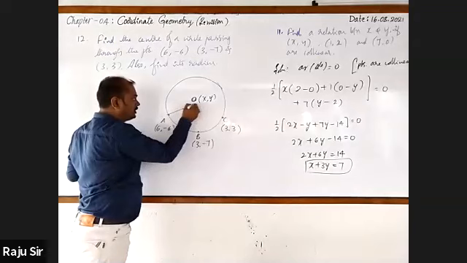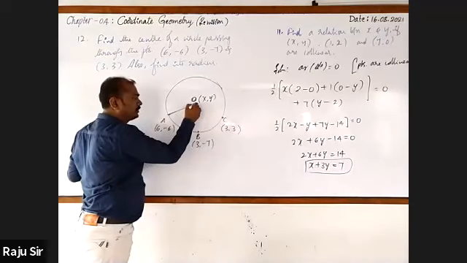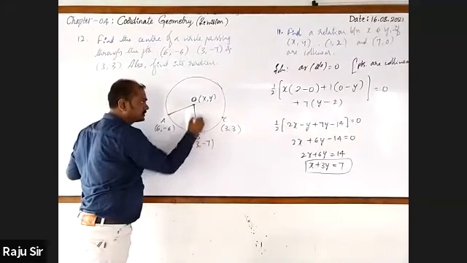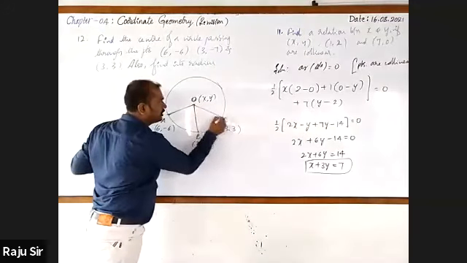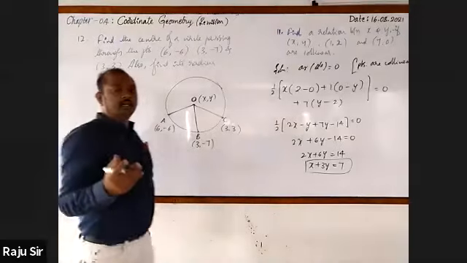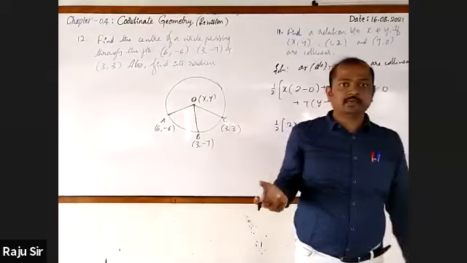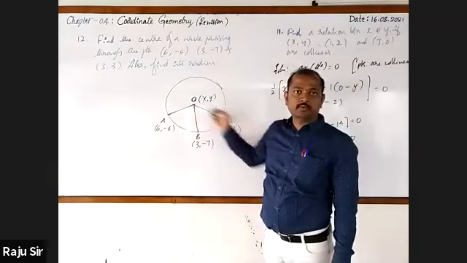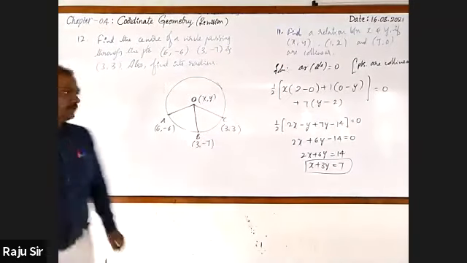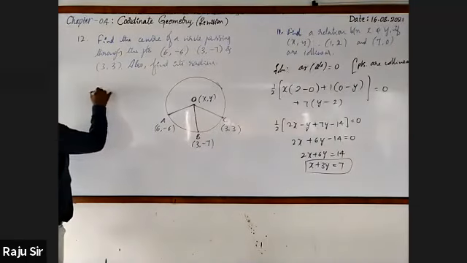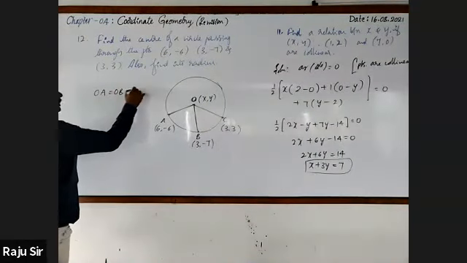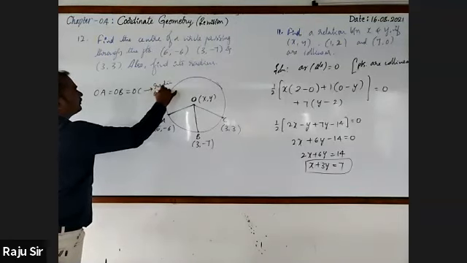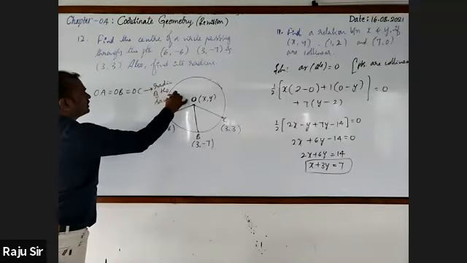So what is from O to A? What is it called? Radius. O to B? Radius. O to C? Radius. We know that all the radii of a circle are equal, right? Which means that OA equal to OB equal to OC, because they are radii of the same circle.